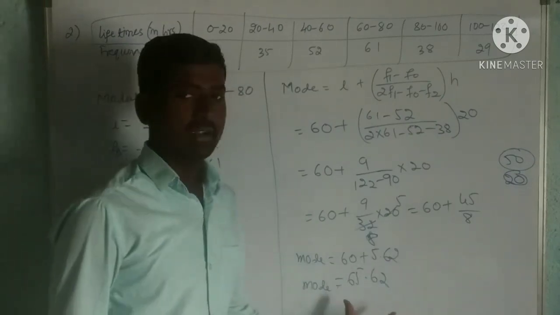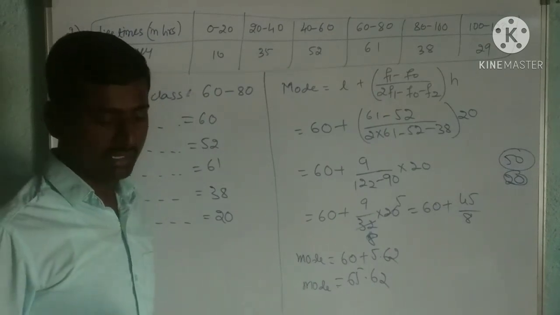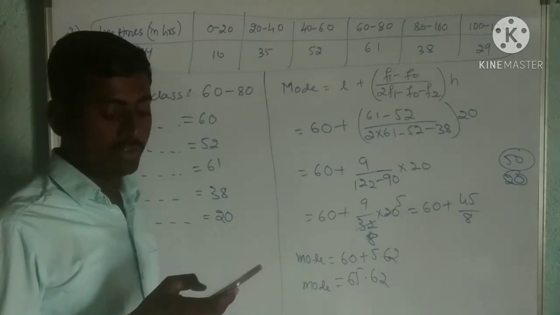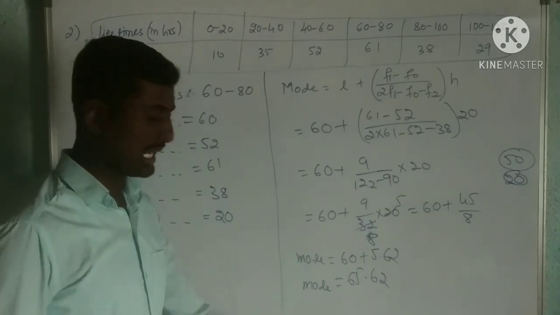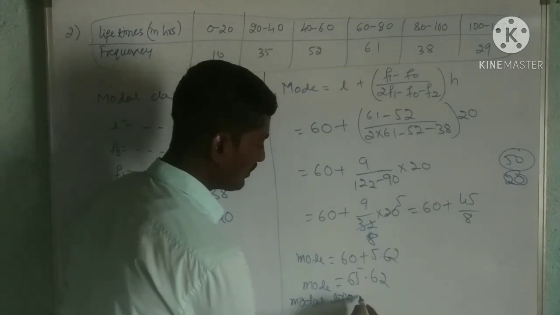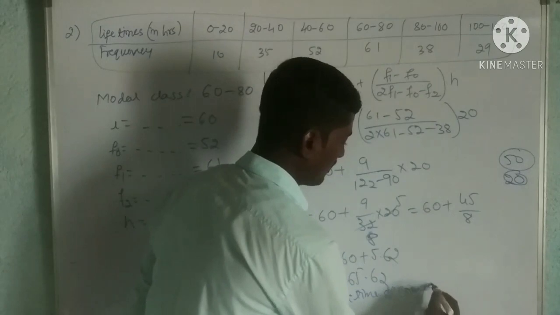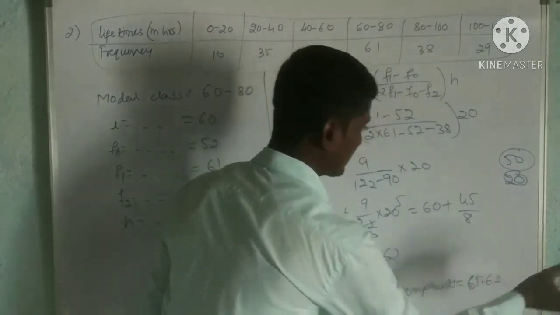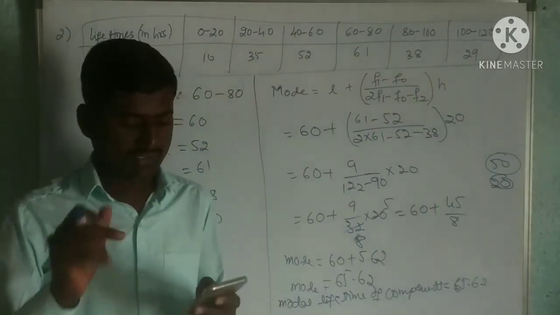At the end, I should write the conclusion. What did they ask? The modal lifetime of components is equal to the mode. Write it: modal lifetime of components is equal to 65.62. Okay, then the third one is there.